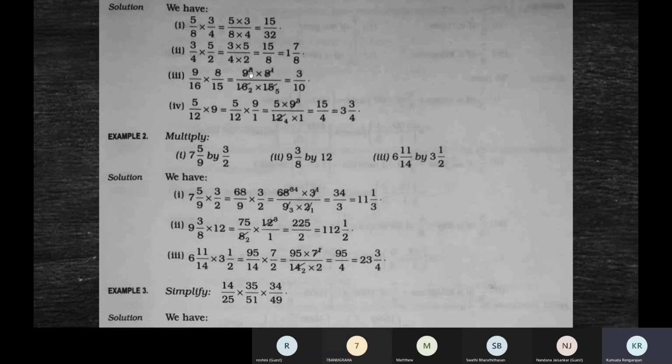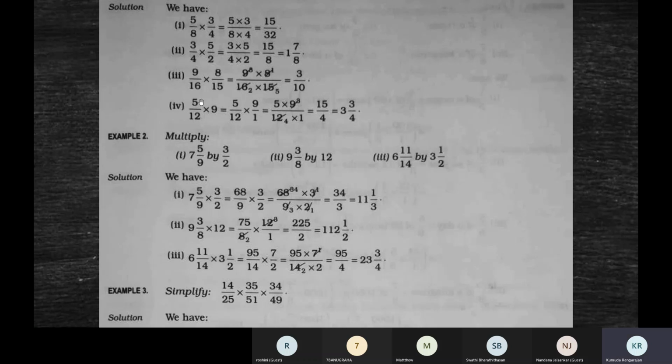Now after this, multiply the numerators. 3 into 1, 3. 2 into 5, 10. Do we understand? 3 into 1, 3. 2 into 5, 10. Now 3 by 10 is a proper fraction. So that's it. That's the final answer. 3 by 10 is the final answer.